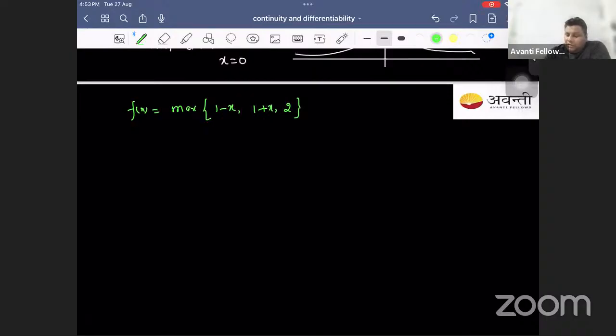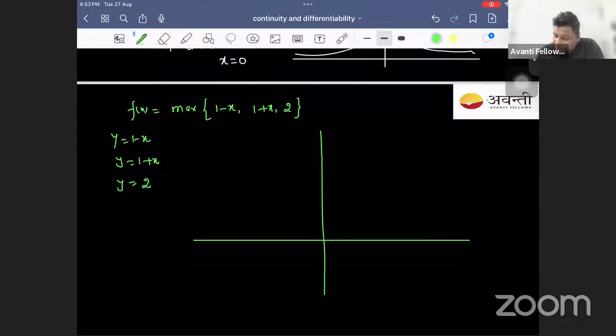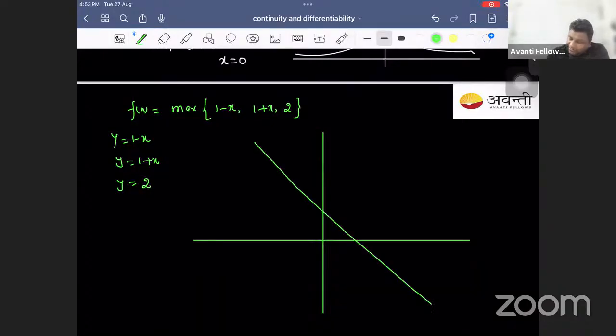First of all, how do we draw these functions? See, this is a blend of three functions: y is 1 minus x, y is 1 plus x, and y equals 2. First of all, on the same coordinate plane, we are going to draw these three lines. So y equals 1 minus x is basically x plus y equals 1. So this is going to be this line.